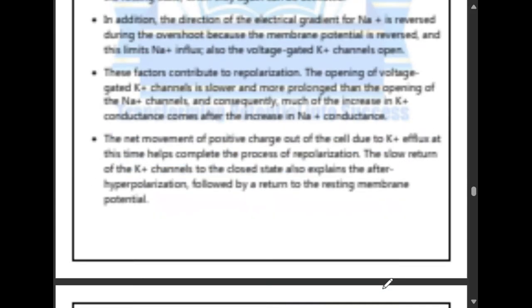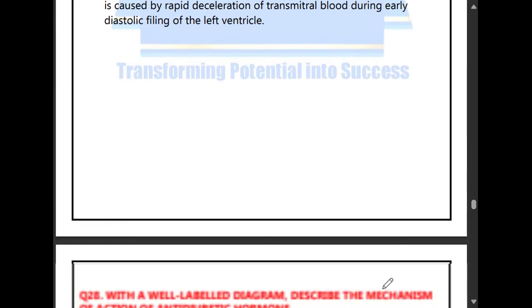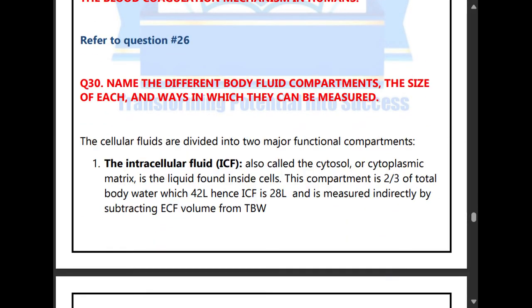Let's check out question number 30. Still under cellular physiology. Hopefully things are making sense. So we are now looking at question 30. Two more questions to finish cellular physiology revision, I'm sure.